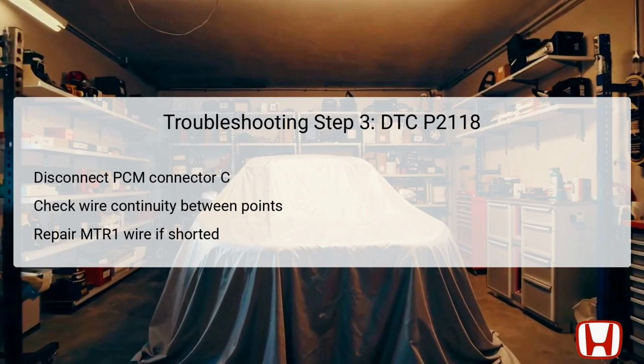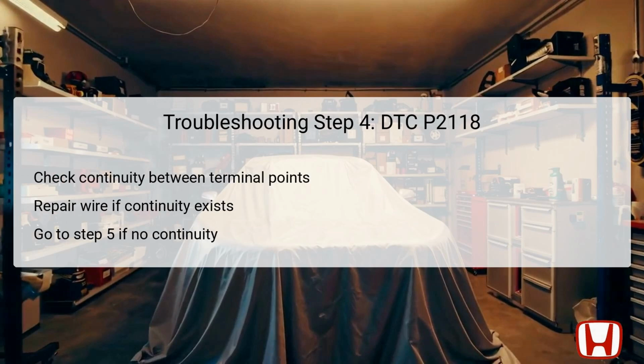If there is no continuity, further tests will be necessary to identify the problem areas in the circuit. In the fourth troubleshooting step, we focus on examining continuity between two specific terminals at the throttle body 6P connector. This involves checking if there is any electrical connection between both terminals that could imply a fault condition.